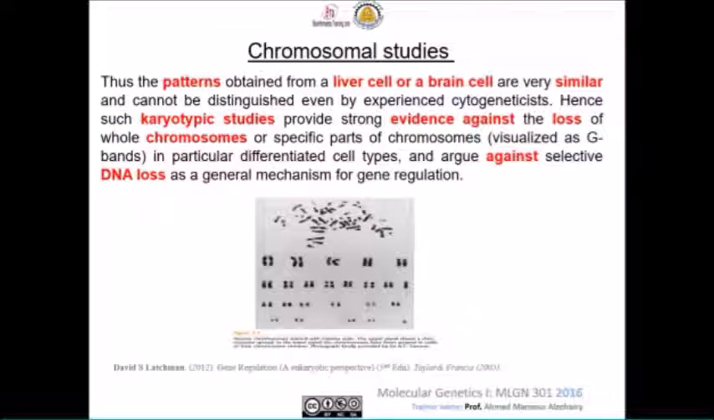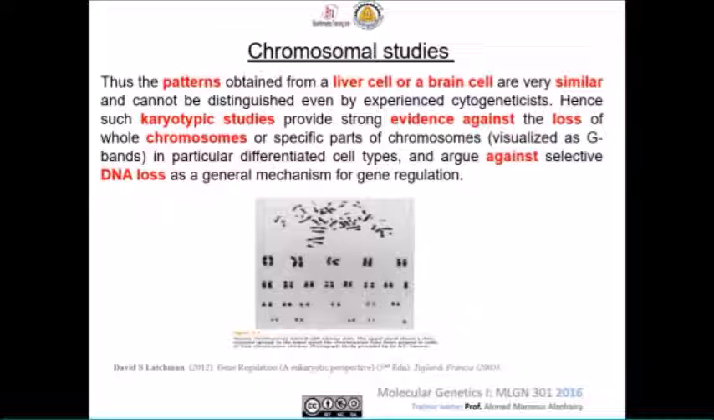You will see that the patterns obtained from, for example, a liver cell or a brain cell are very similar, and people cannot distinguish between them by cytogenetic techniques. The karyotype, which we see right here, is the same in both cells, so it provides strong evidence against the loss of whole chromosomes or specific parts of chromosomes visualized by G bands in particular differentiated cell types.